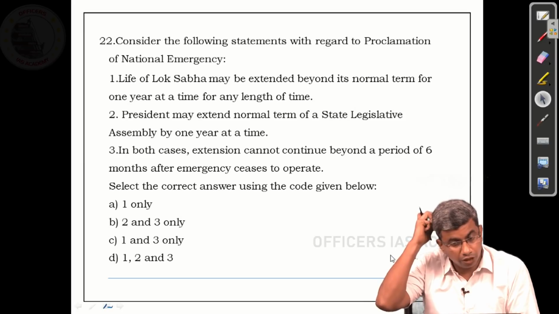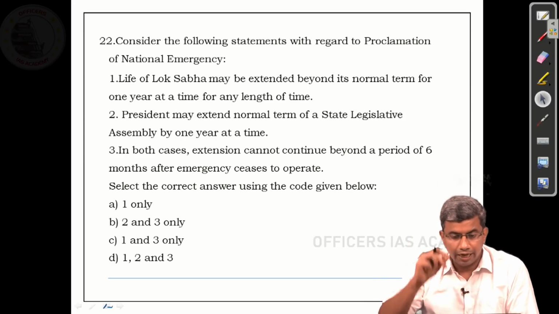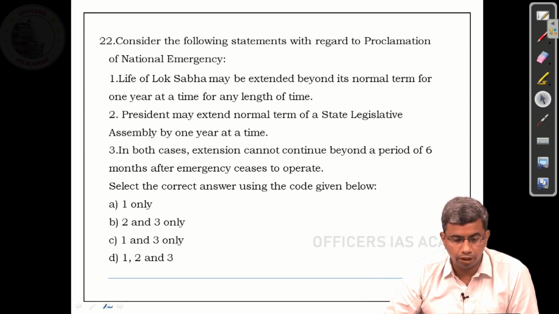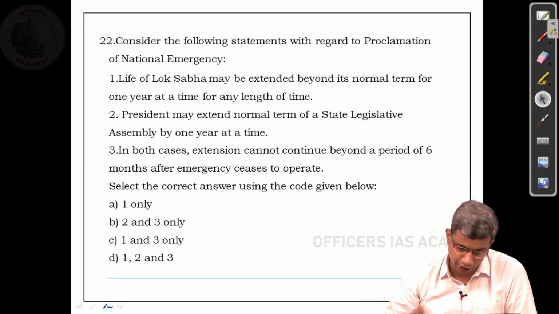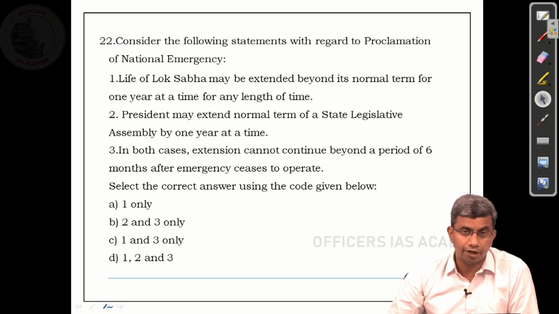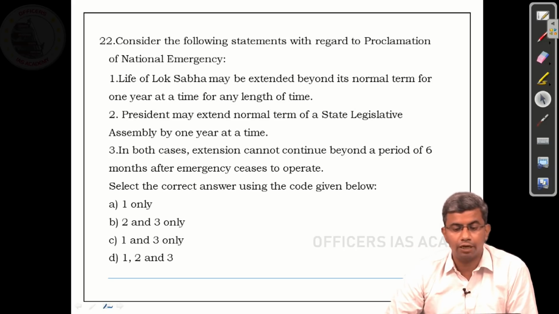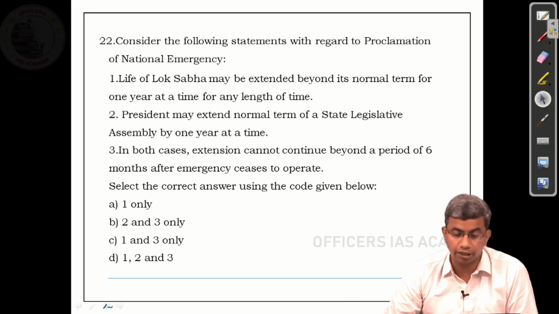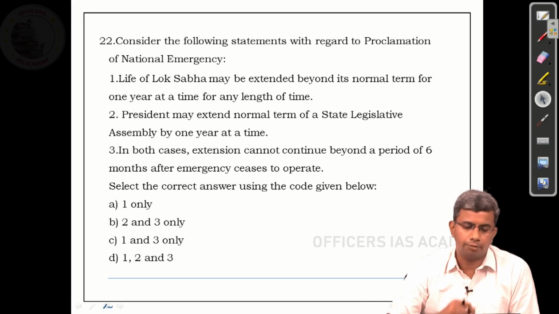Consider the following statements with regard to proclamation of national emergency. Life of Lok Sabha may be extended beyond its normal term for 1 year at a time. Yes, for any length of time. President may extend the normal term of state legislative assembly by 1 year at a time. No, it is again the Parliament which can extend the life of state legislative assemblies also. So the second statement is wrong.